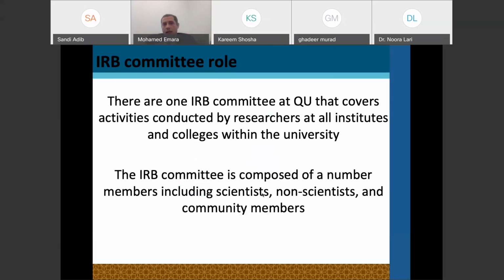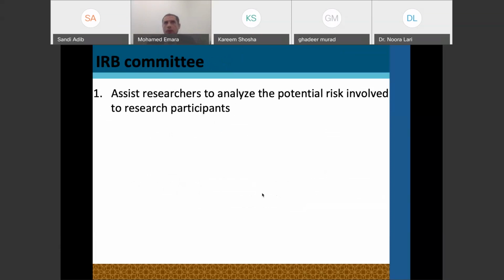So, as an IRB committee at Qatar University, we're covering all the activities that are conducted by researchers at all institutes and colleges within the university, which has to deal with human ethics. And our IRB committee is composed of a number of members, reaching up to 13, including scientists, non-scientists, and also community members. And maybe Dr. Sandy can elaborate on that when she does her presentations.